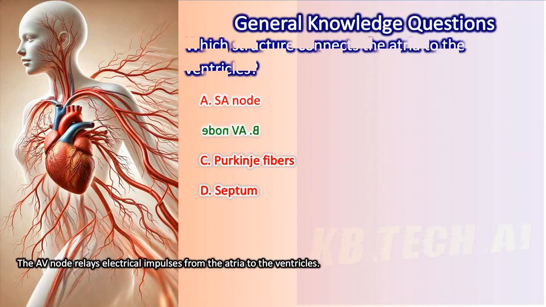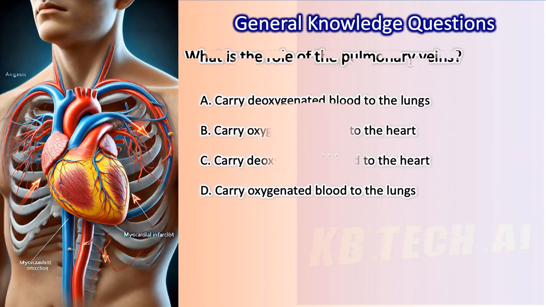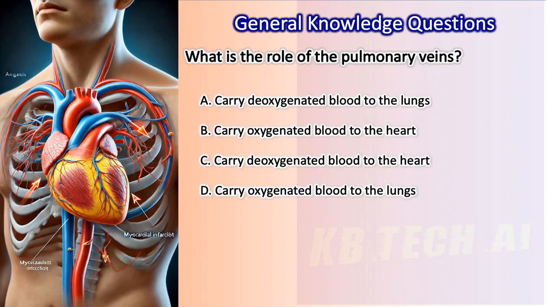The answer is Option 2. AV node. What is the role of the pulmonary veins? Option 1. Carry deoxygenated blood to the lungs. Option 2. Carry oxygenated blood to the heart. Option 3. Carry deoxygenated blood to the heart. Option 4. Carry oxygenated blood to the lungs.